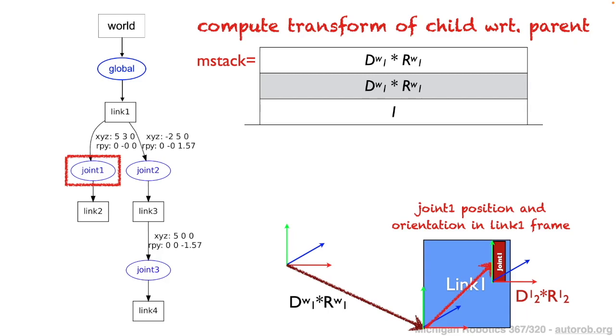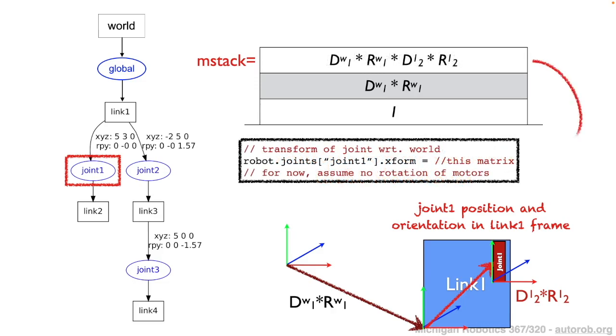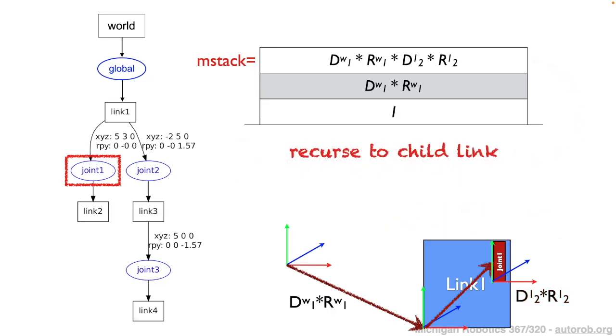joint 1 in link 1's frame. But then we also need to compose that with link 1 to the world transformation, which we calculated before, in order to calculate this composed transformation that takes us from joint 1's frame to the correct position within the world frame. So at this point now we can store what's now at the top of our matrix stack within the robots.joints of joint 1 X form, and this now will allow our process to continue.